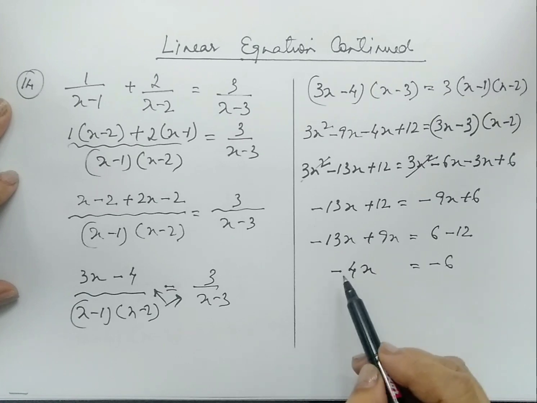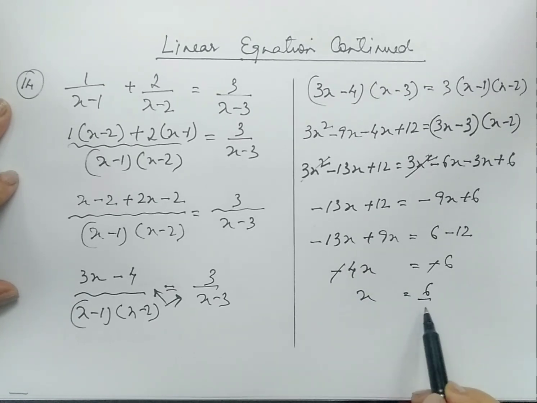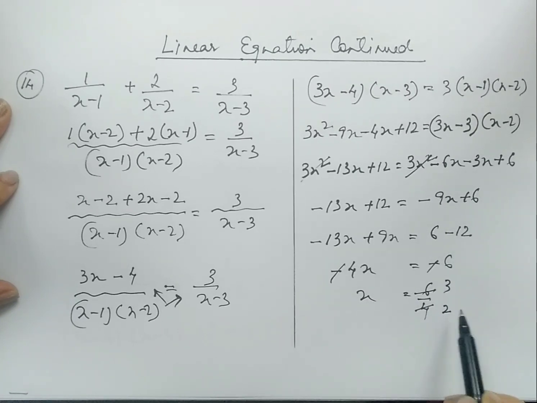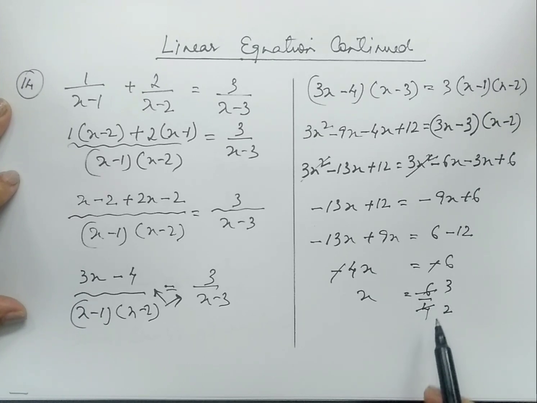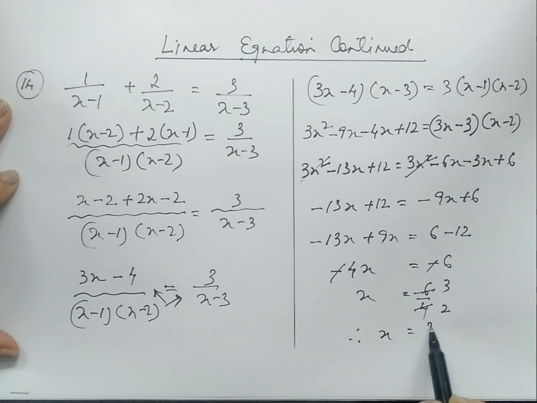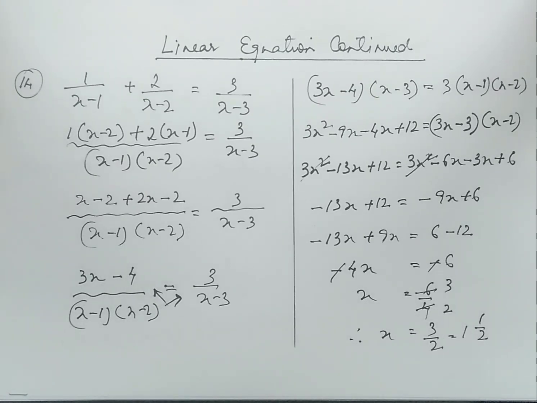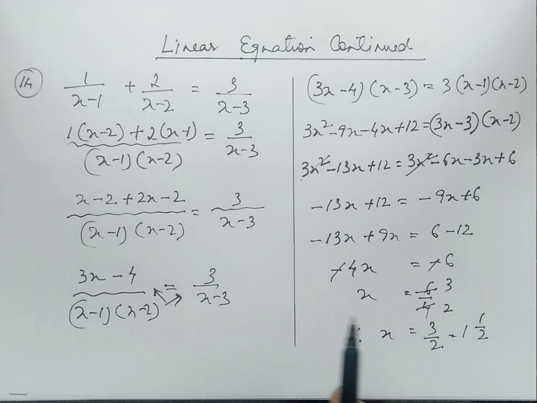Now minus minus gets cancelled, so x is equal to 6 divided by 4. So this is 3 and this is 2. When we divide both of them by 2, the answer for x is equal to 3 upon 2, or I can write 1 and 1 upon 2. So this is how such big linear equations can be solved easily.